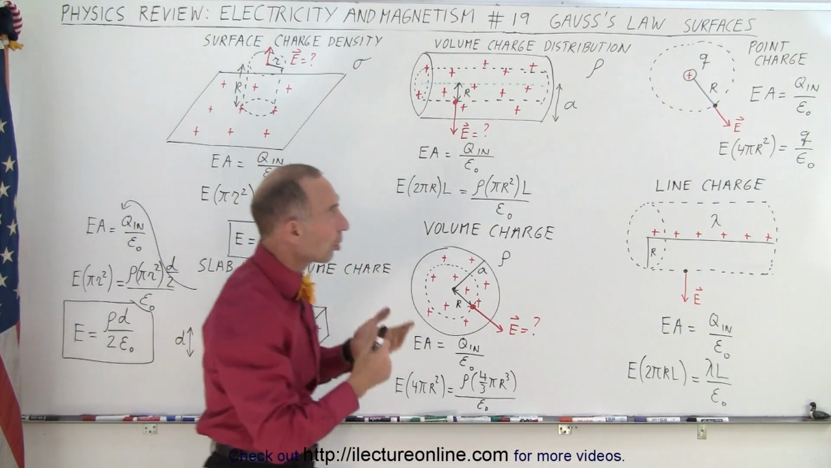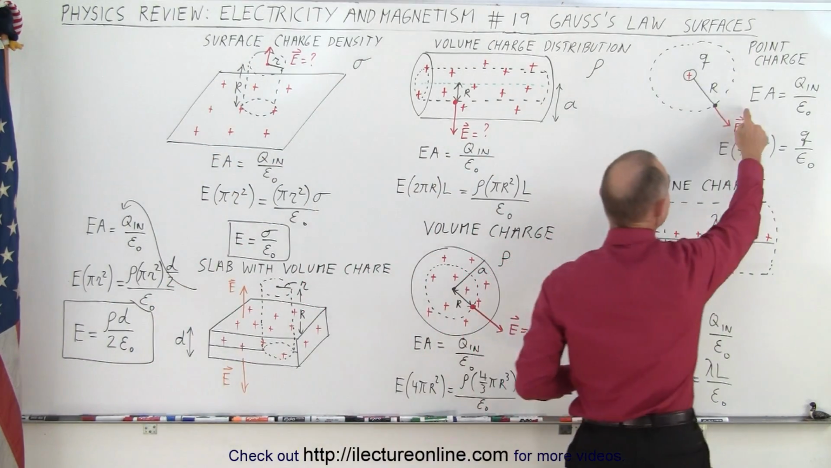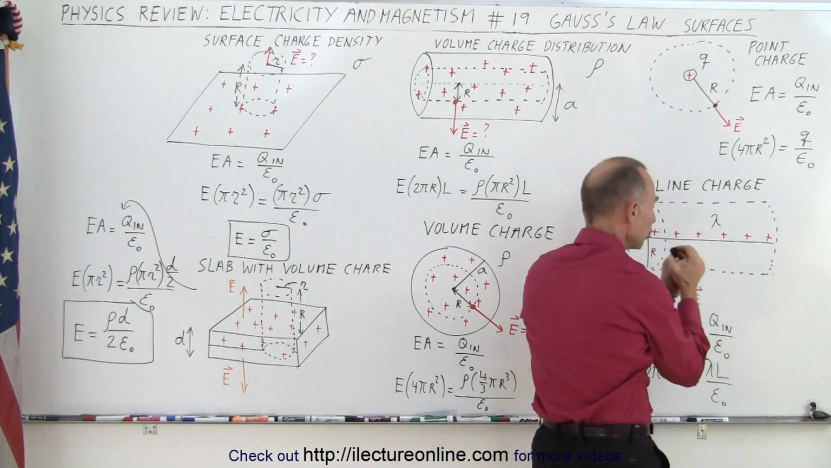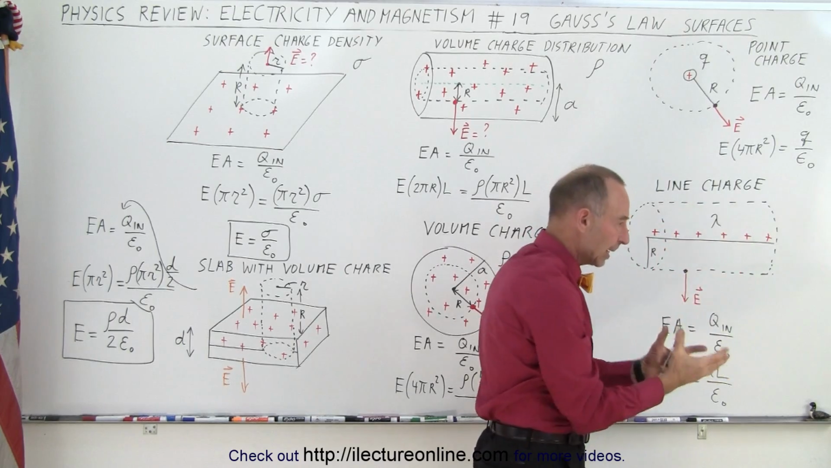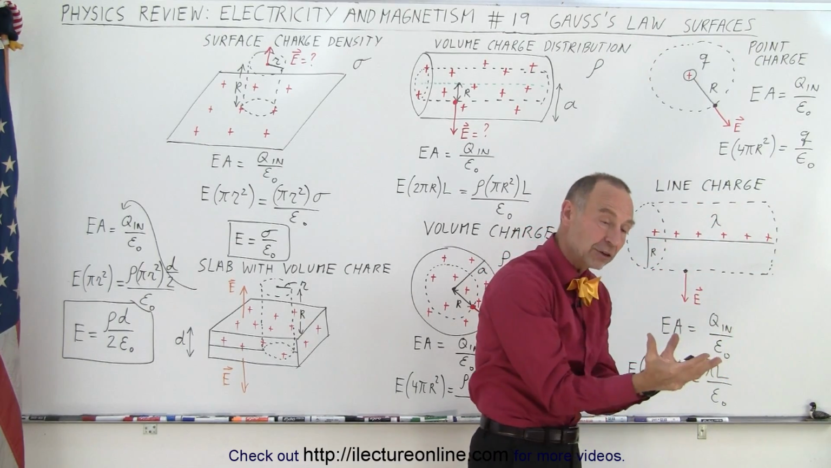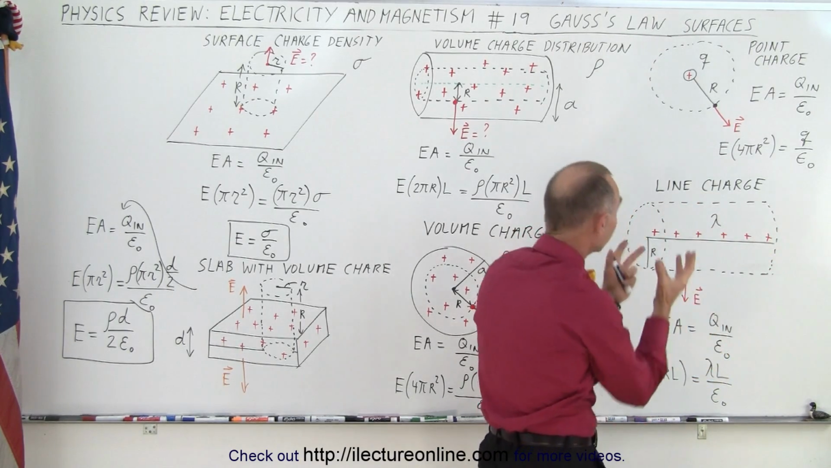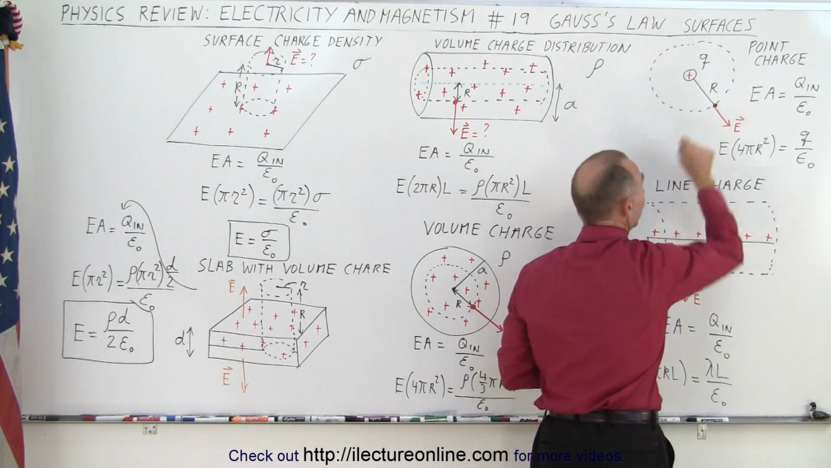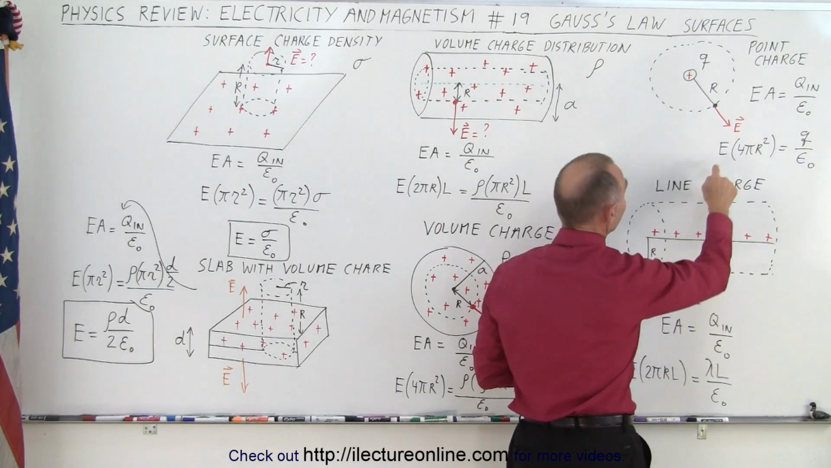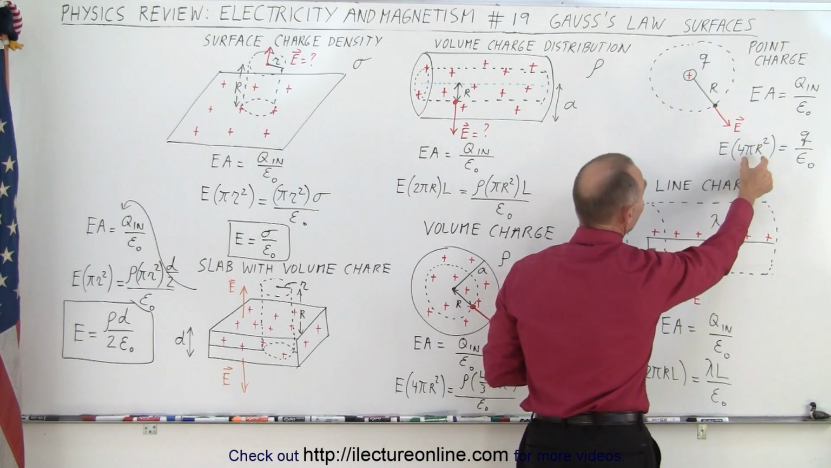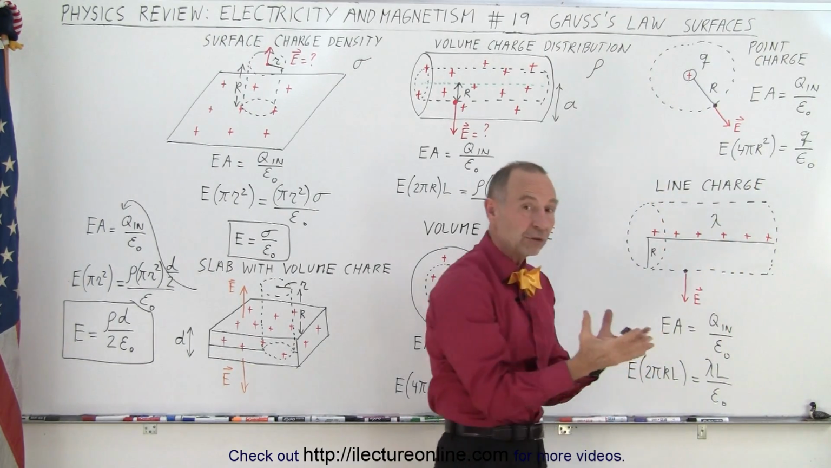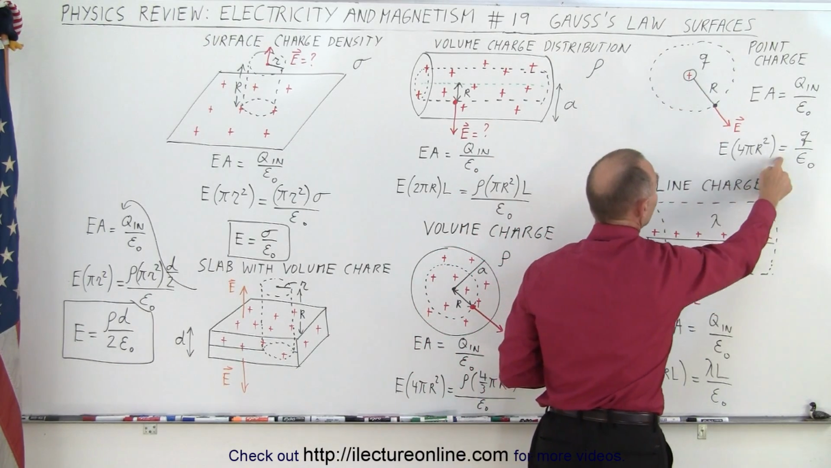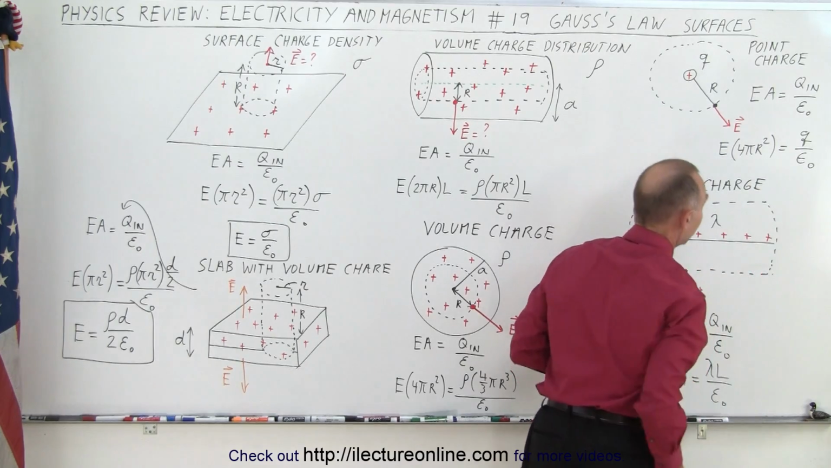So when we have a point charge, again we start with E times A equals Q inside divided by epsilon sub naught. But if we have just a point charge, the Gaussian surface will be a spherical encapsulation of the charge such that the side of the Gaussian surface goes right to the point of interest. And so we have the electric field strength times the area of the sphere, which is 4 pi r squared, r being the distance away from the charge, equal to Q divided by epsilon sub naught.